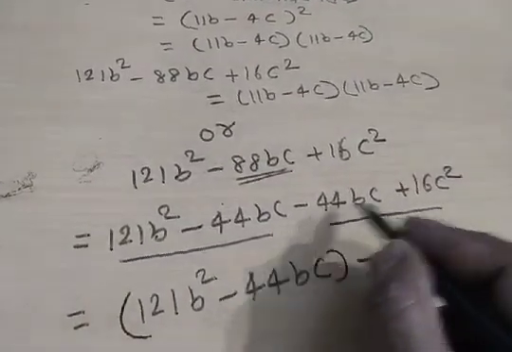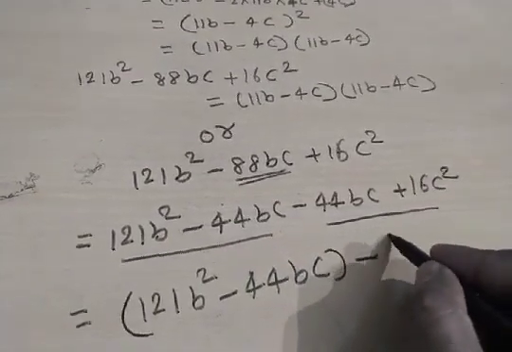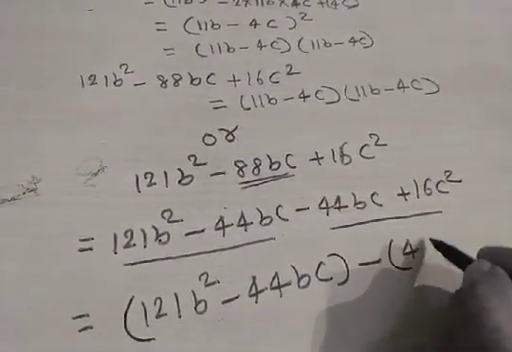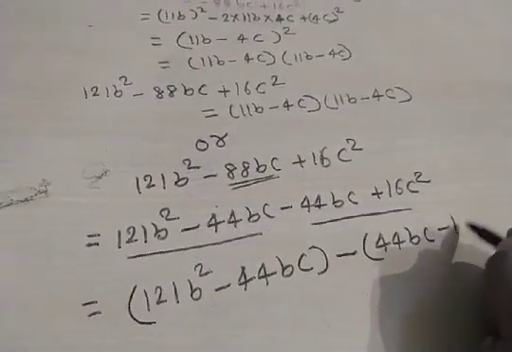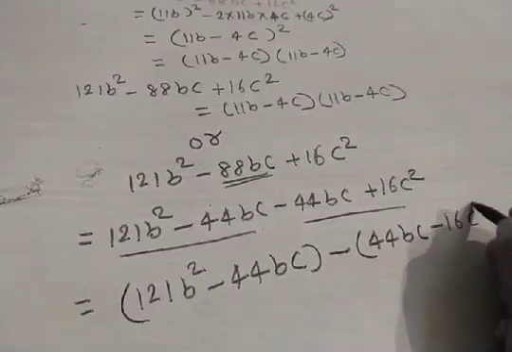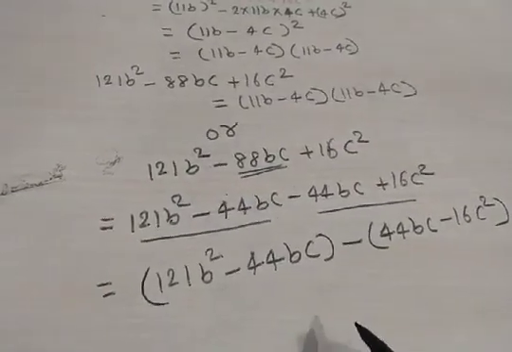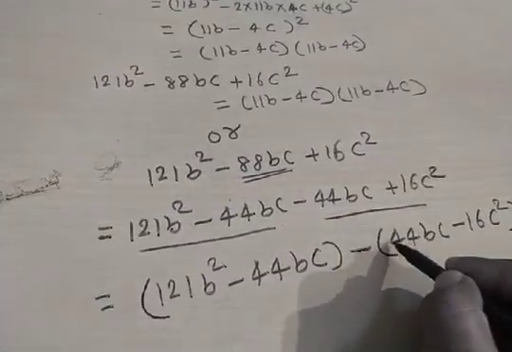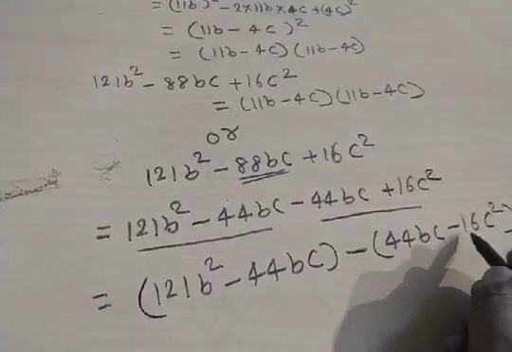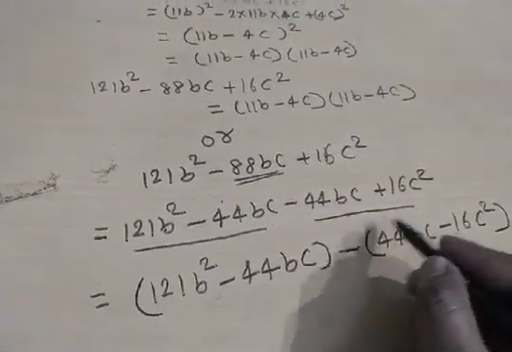Take minus common between them. So you obtain here 44BC minus 16C square. Clear? This is here minus. When you open this bracket, this becomes minus and this becomes plus. Okay, so don't worry about the sign.